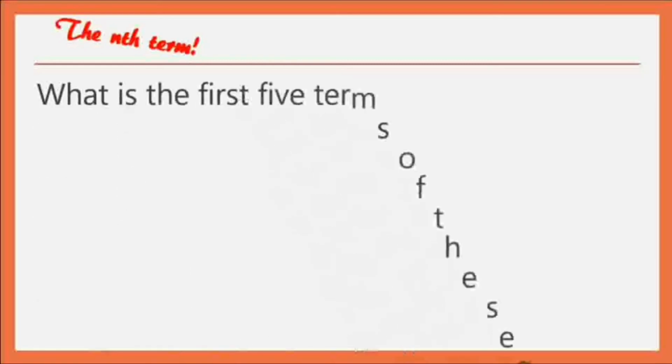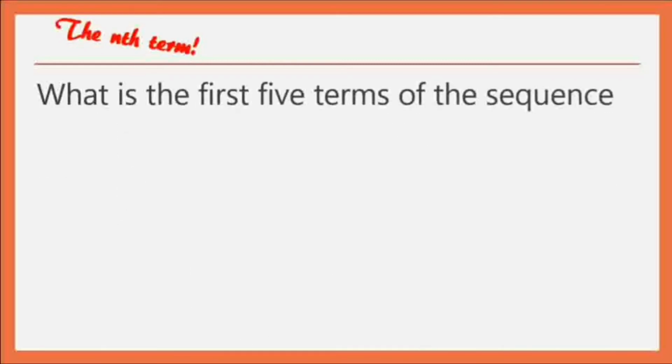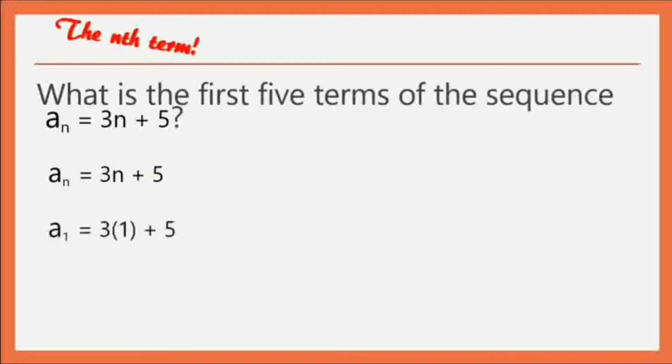Now let's try the n term. What is the first 5 terms of the sequence? A sub n is equal to 3 times n plus 5. So A sub n is equal to 3 times n plus 5 is our specific rule. So we will use that equation in solving the 5 terms.